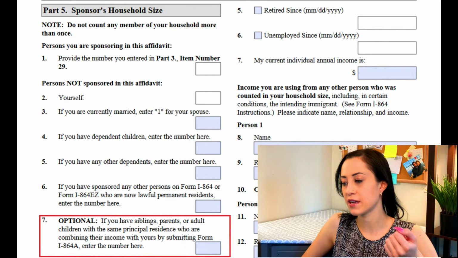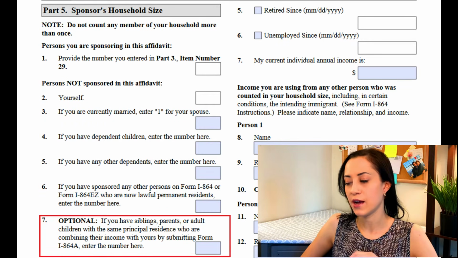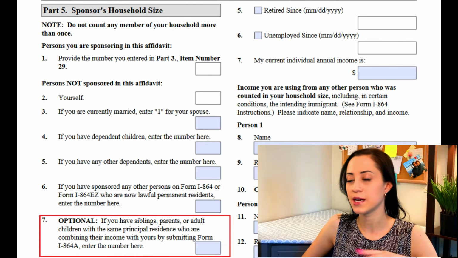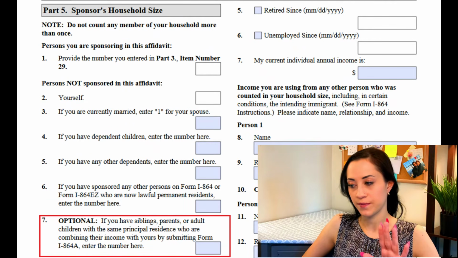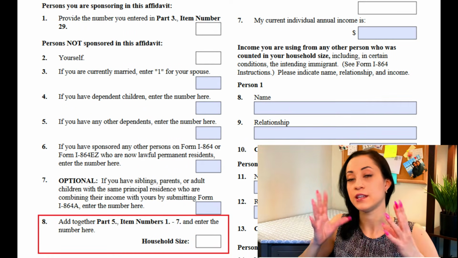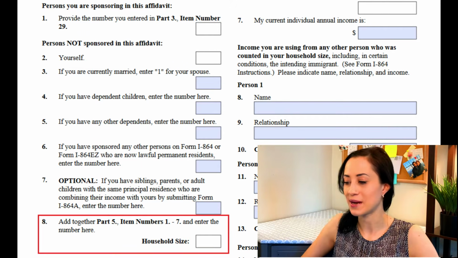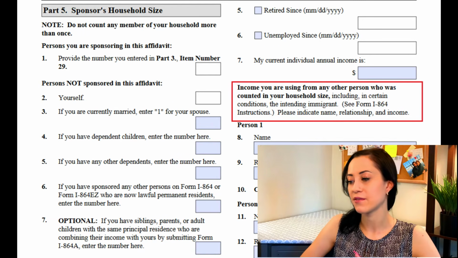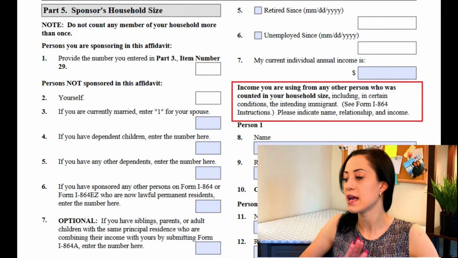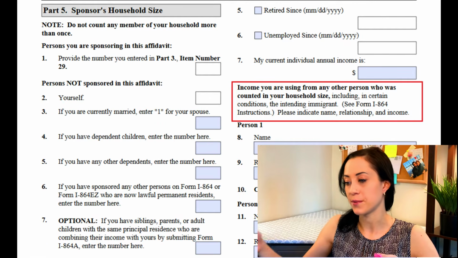And for number 7, if you are using any household members' incomes, you can put them here, but again, it's optional. Okay, so now you calculate the total household size here again, and I cannot stress this enough, do not count anybody twice. Okay, now that we have calculated the household size, let's talk about this part right here.